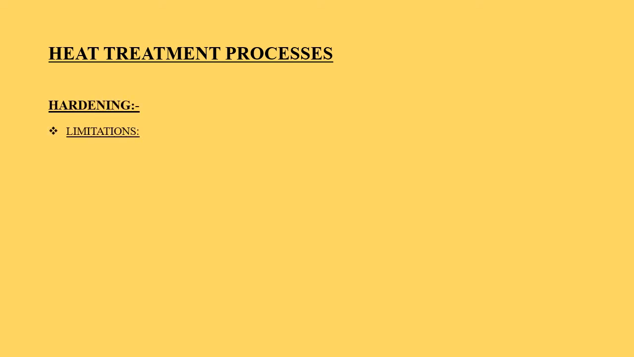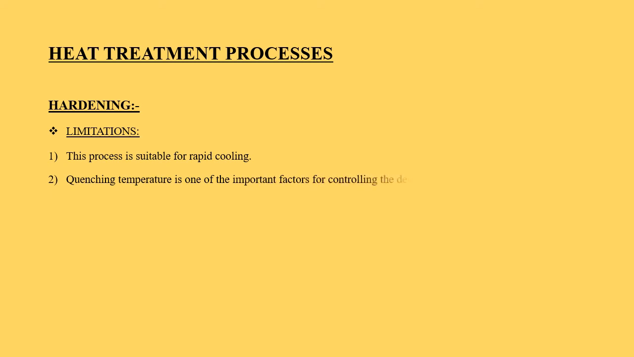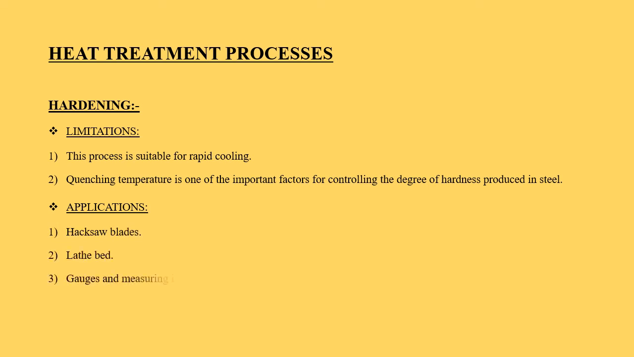The limitations of the process are: it is only suitable for rapid cooling. The quenching temperature is one of the important factors for controlling the degree of hardness produced in the steel. The applications involve hacksaw blade, lathe bed, gauges and measuring instruments, cutting tool.